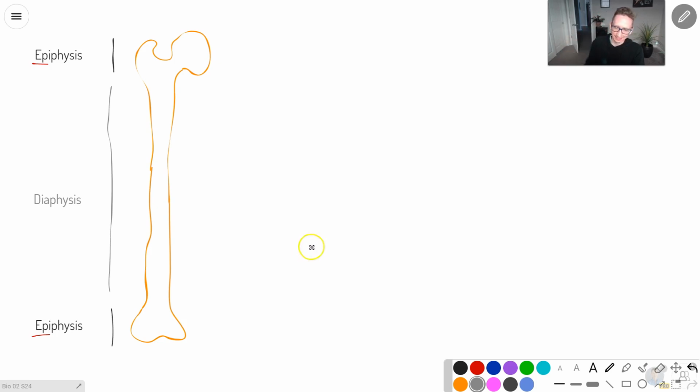Okay, and this part here, the ends of your long bones, your epiphysis, contains your red marrow, which is where you make your blood. Convenient that it's called red marrow. The blood. Where you make your blood, son.